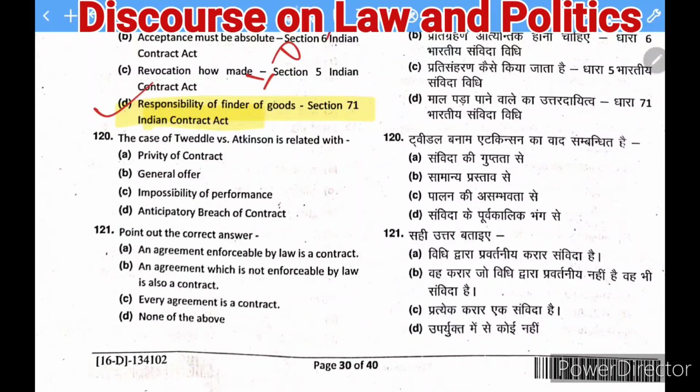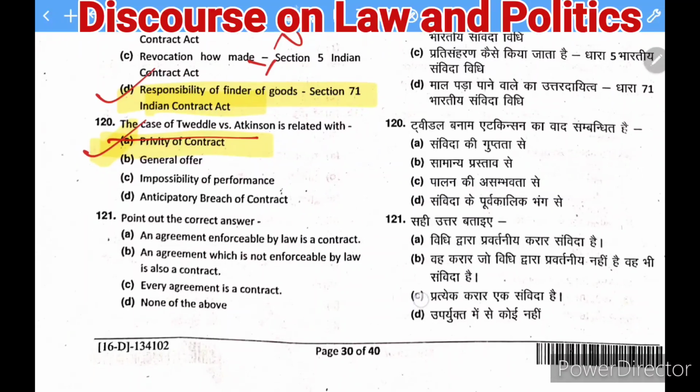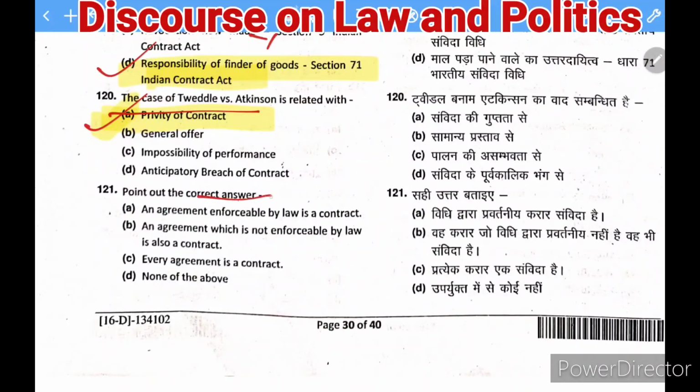Okay, the case of Tulk versus Moxhay, Tudor versus Atkinson is related with which kind of subject matter? What you find is that this case belongs to the privity of contract. Next question is here, point out the correct answer. An agreement enforceable by law is a contract. So yes, this is the correct statement here. Moving to the next question.